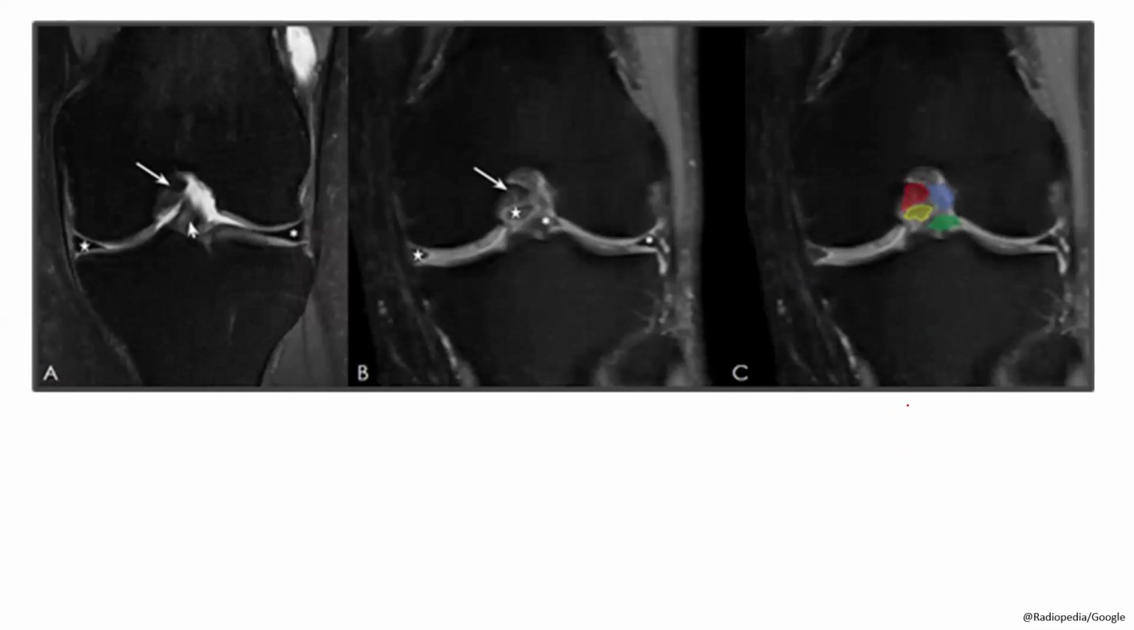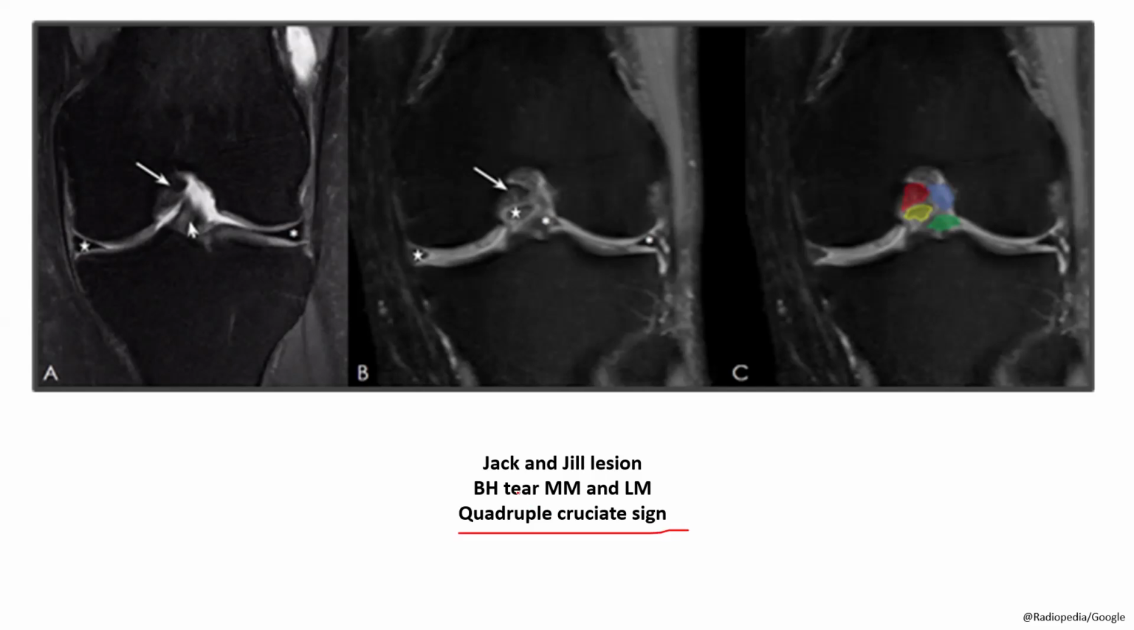What is this sign? So this is MRI knee coronal PDFS sequence where we are finding, instead of two cruciate ligaments, four structures here. So this is quadruple cruciate sign, also known as Jack and Jill lesion. It is because of bucket handle tear of both the menisci, both the lateral as well as medial menisci. So these fragments are displaced in the intercondylar groove, and it gives a quadruple cruciate sign or Jack and Jill sign.